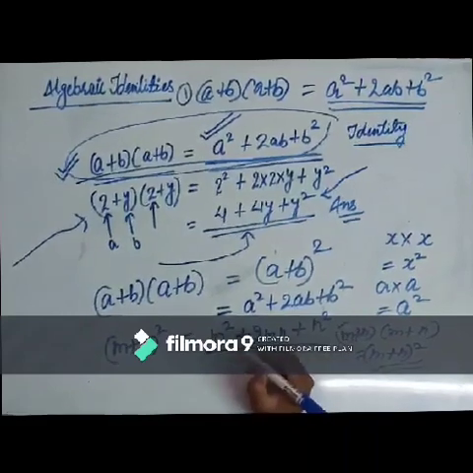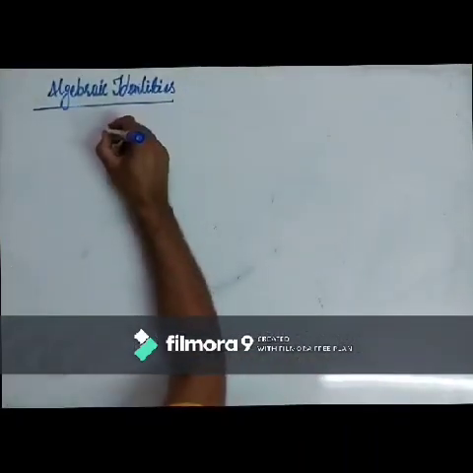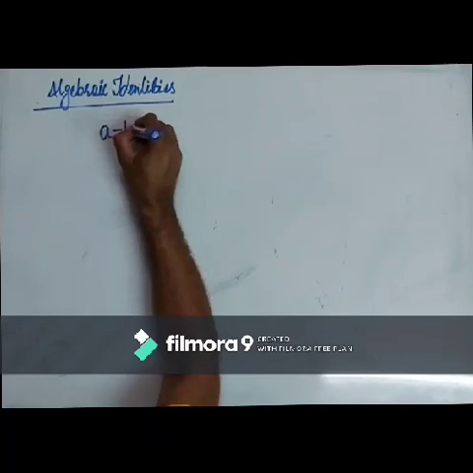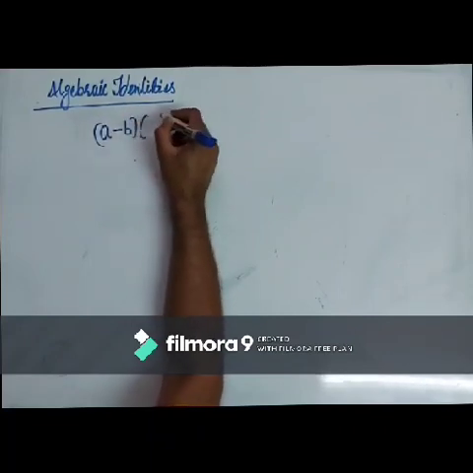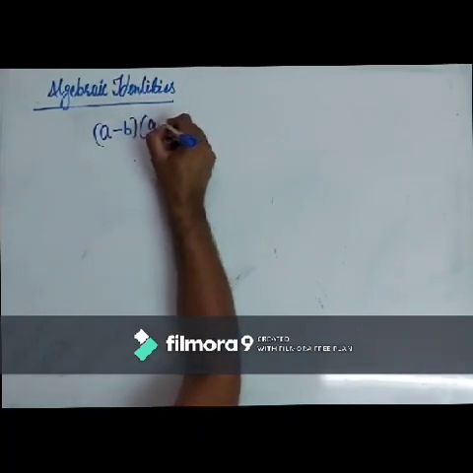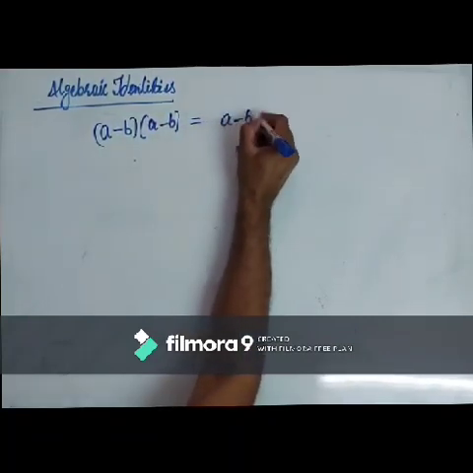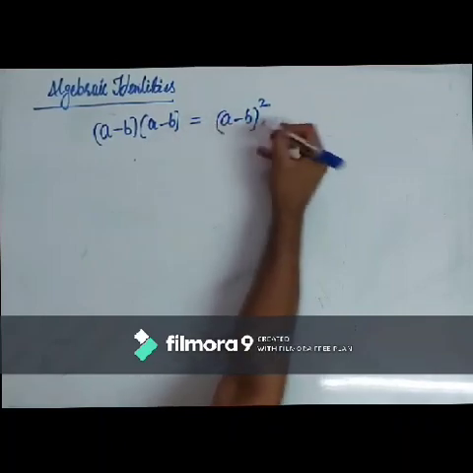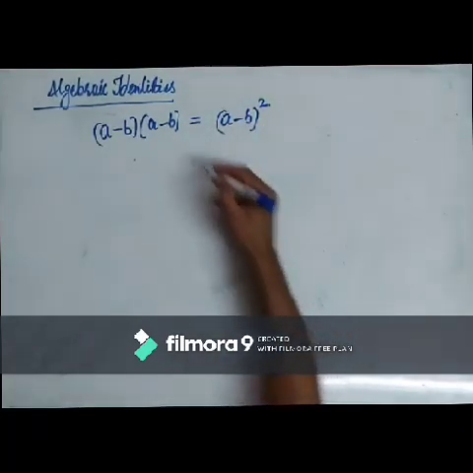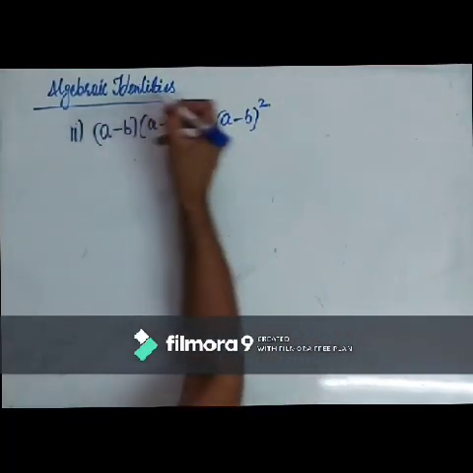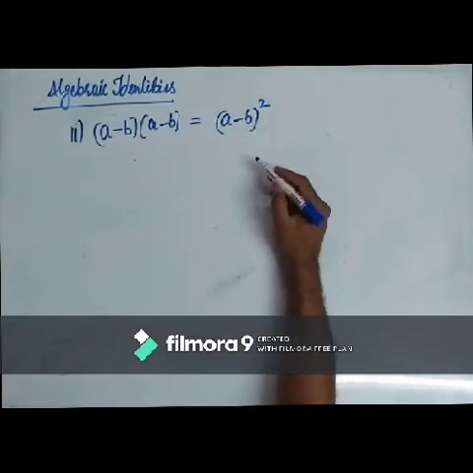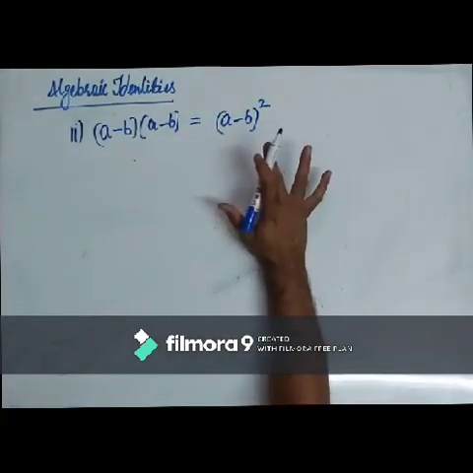Easy. Another one we have: what if we have a negative sign before b and again multiplied with the same binomial a minus b? This can be rewritten as a minus b whole square. No problem with it. I have told you earlier. This is your identity number 2. Identity number 1 I have told you. In a similar pattern, identity number 2 is there.